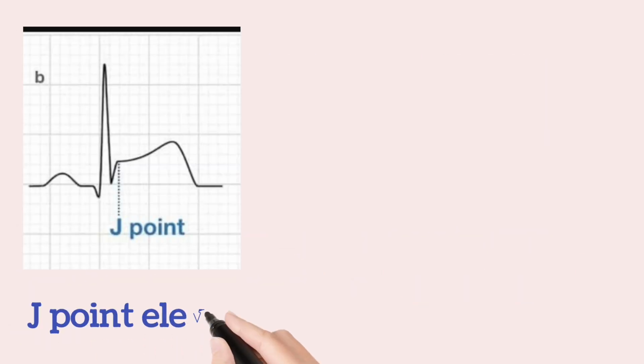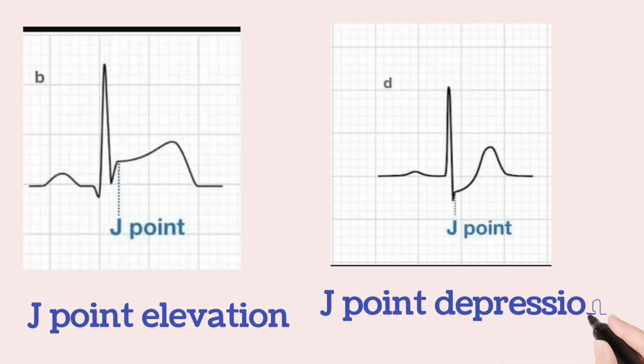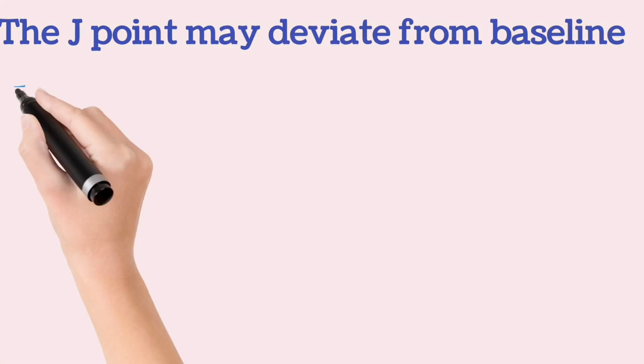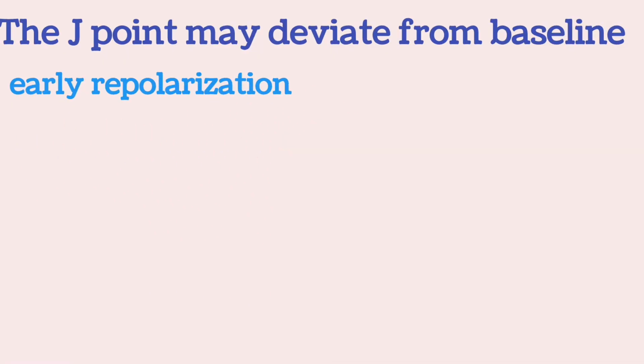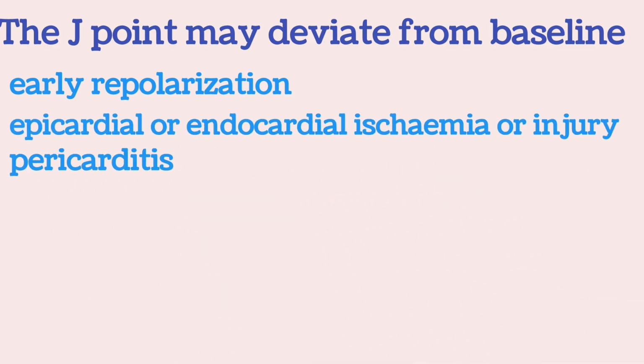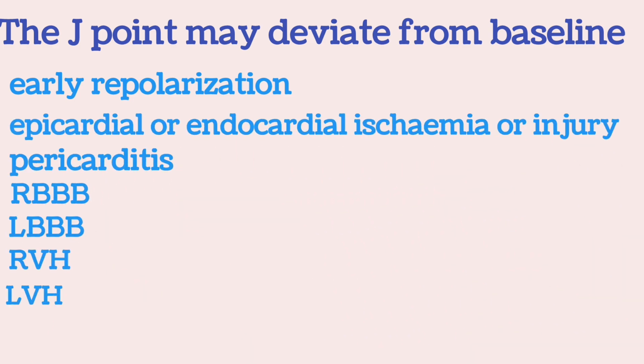The J point marks the end of the QRS complex and is often situated above the baseline, particularly in healthy young males. The J point may deviate from the baseline in early repolarization, epicardial or endocardial ischemia or injury, pericarditis, right and left bundle branch block, right and left ventricular hypertrophy, or digitalis effect.